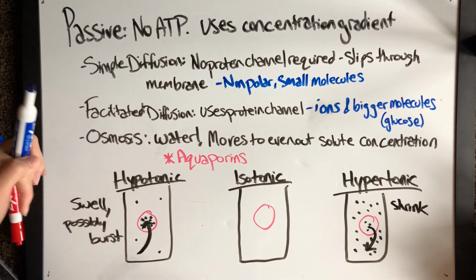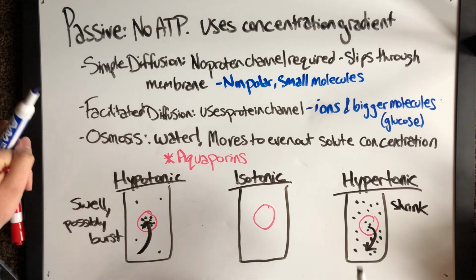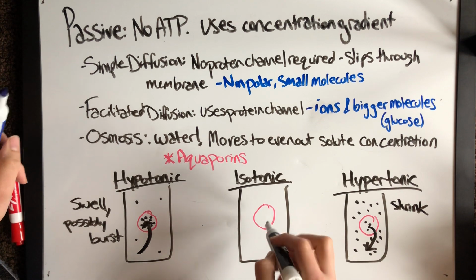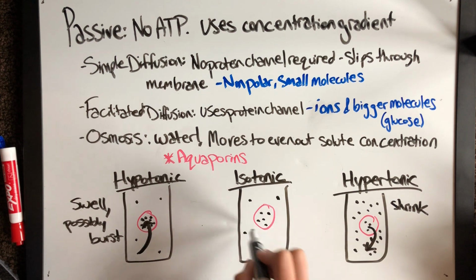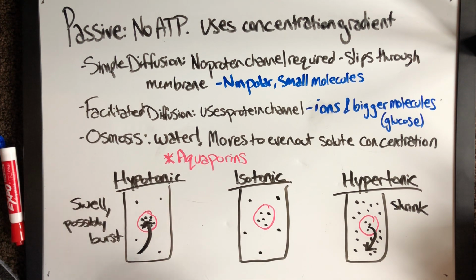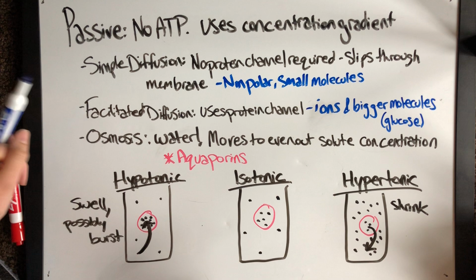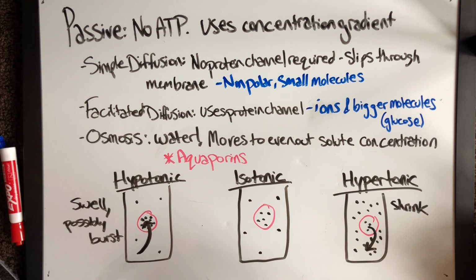Okay. And then isotonic is very happy. This is what we want in our body. So we're going to have about the same concentration inside as we do outside. I'm just drawing the same amount of dots to illustrate that. So nothing happens. It's just a happy, healthy, normal sized red blood cell.